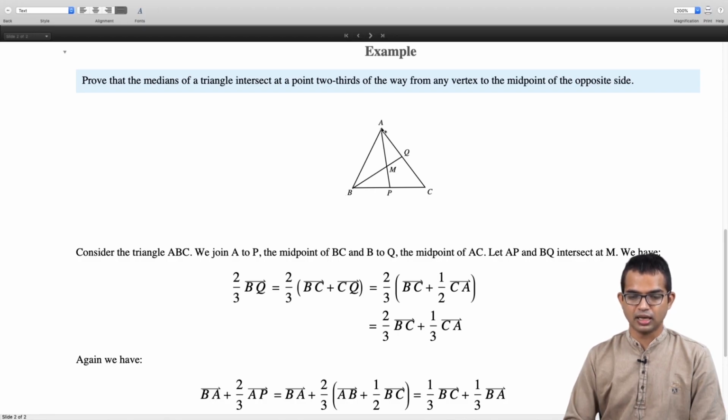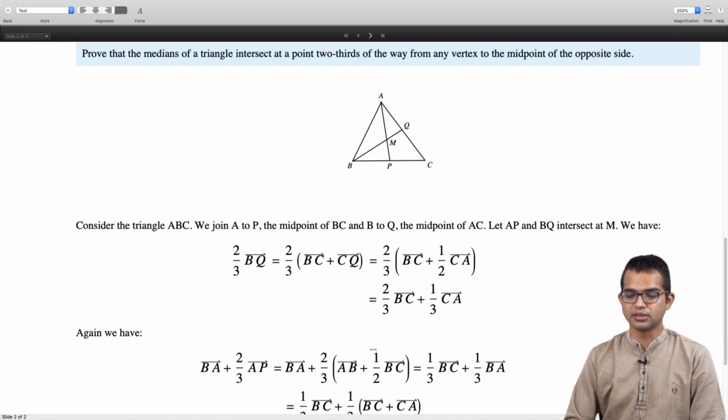Think of it as I have this vector AP. I could come down from A to B and then from B to P, but B to P is nothing but half BC. So I write AP as AB plus half BC. So BA plus 2/3 of (AB plus half BC), and then I just expand this out. I have 1/3 BC plus 1/3 BA. We have to realize that the vector BA is the same as minus vector AB. So taking this into account, I get 1/3 BC plus 1/3 BA.